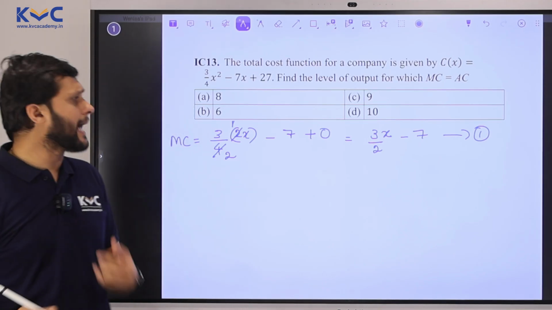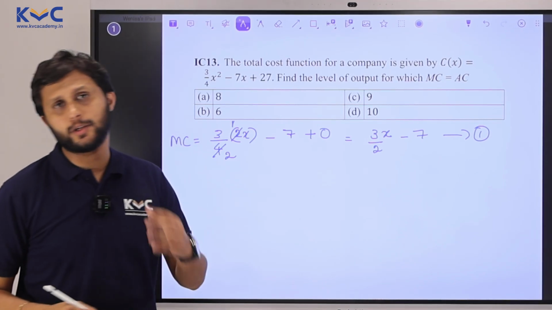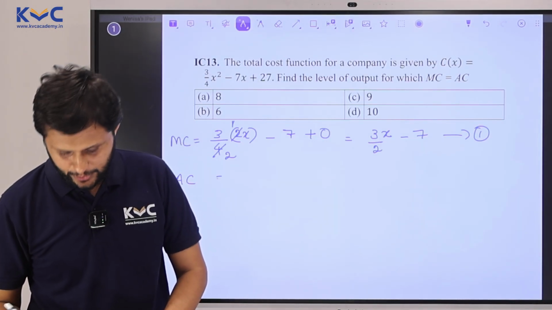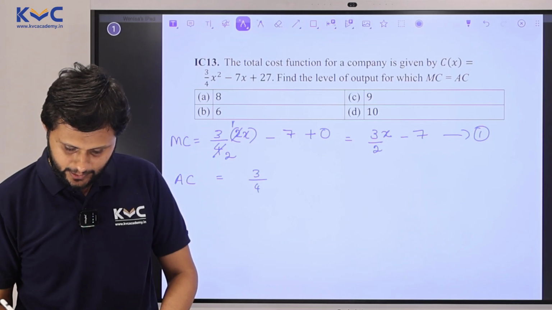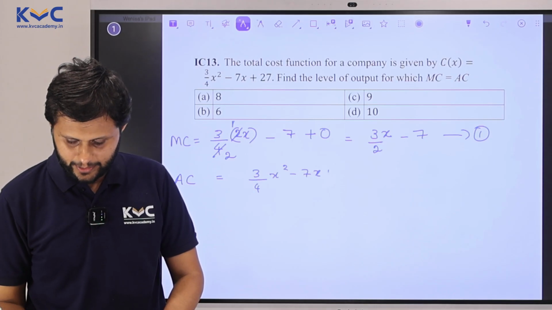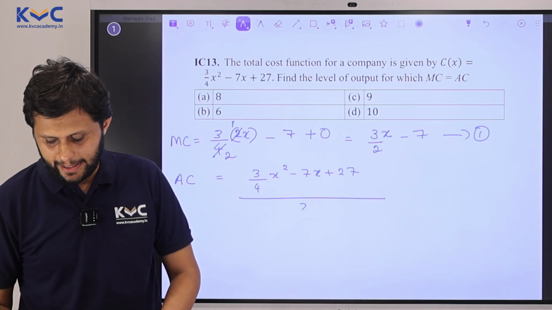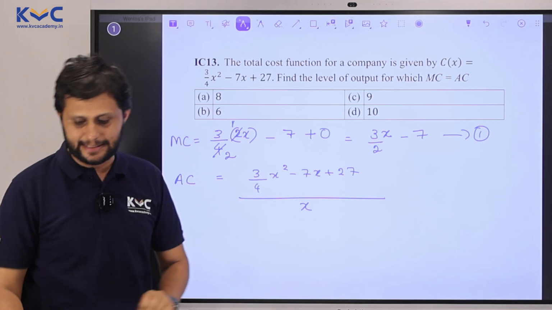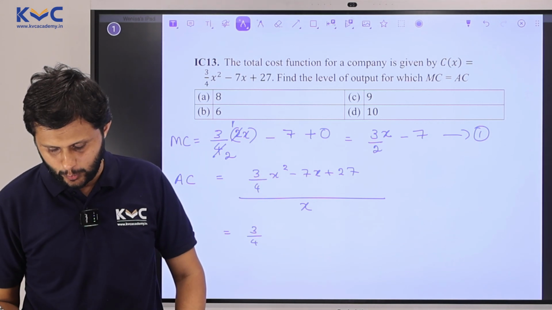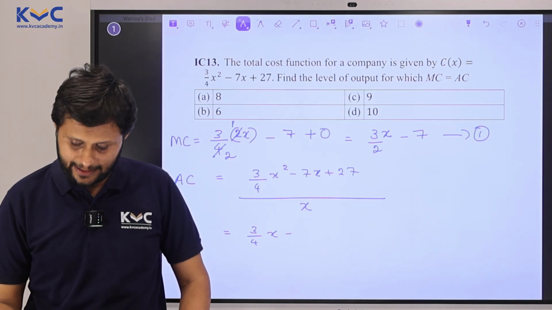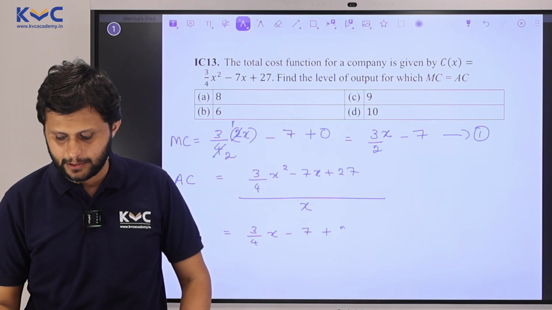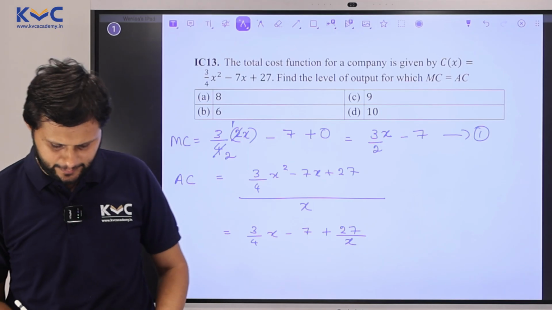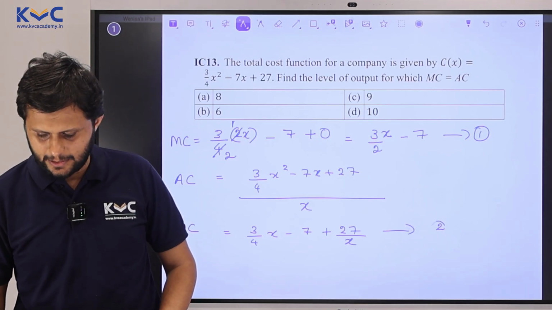What is AC? AC is average cost. How do we calculate average cost? Average cost is total cost divided by number of units. Average cost is equal to, this is the cost function. Okay, I'll write it as it is, divided by x. X is number of units. So I'll divide x for each of them. One of the x gets cancelled over here. We get 3 by 4 x minus 7, and 1x gets cancelled, plus 27 by x. Fine. We'll not simplify this further from here on. Okay, I'll call this as equation 2.